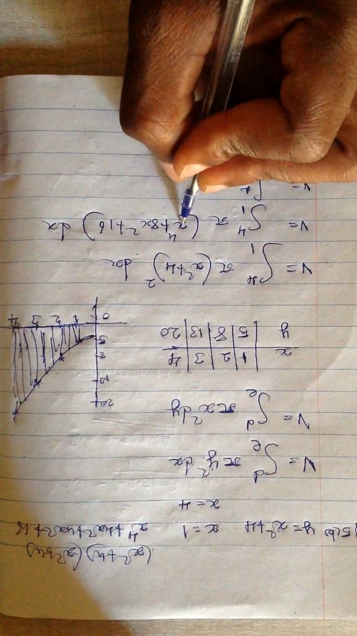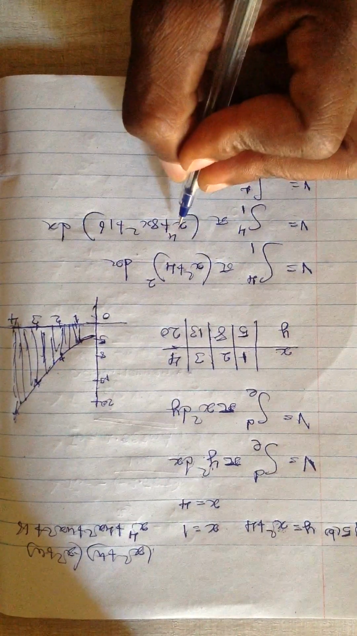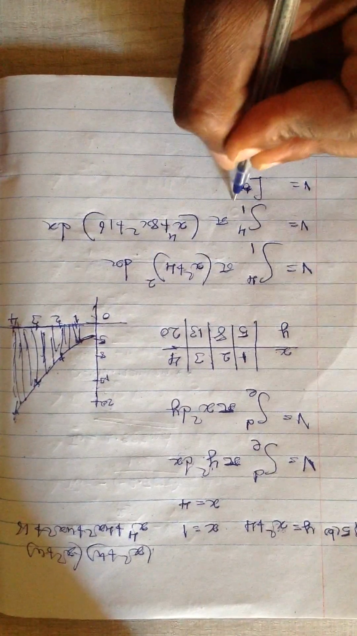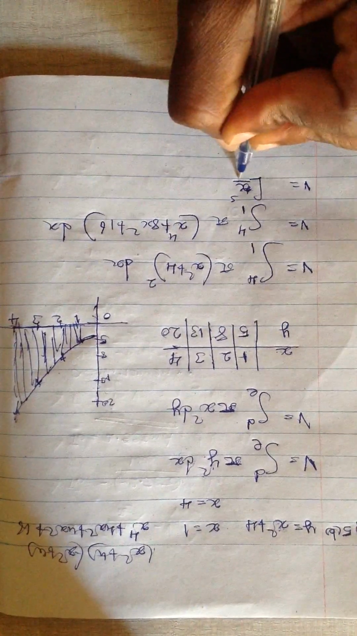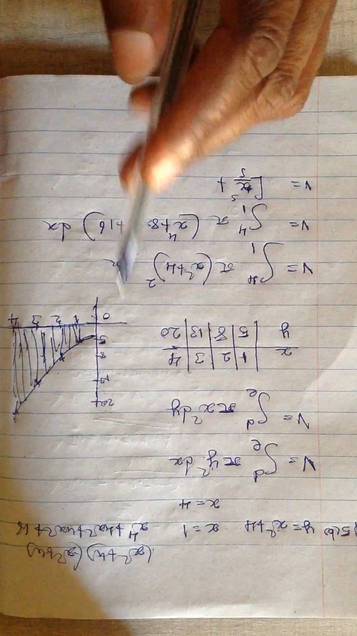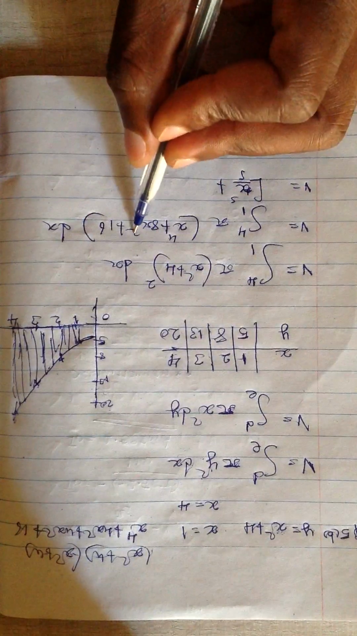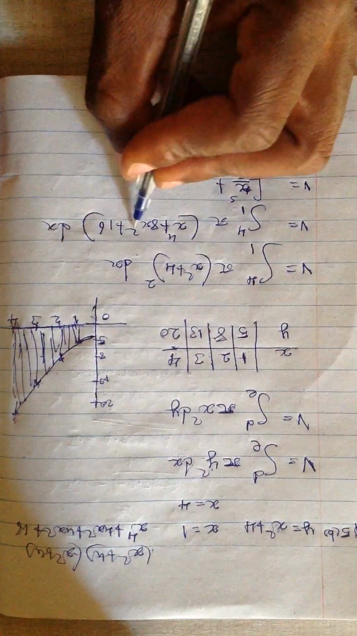So when you integrate x raised to power 4, it becomes x raised to power 5 over 5. Plus, when you integrate this one, remember, integration is just adding 1 to each power. So what is 2 plus 1? That's 3.